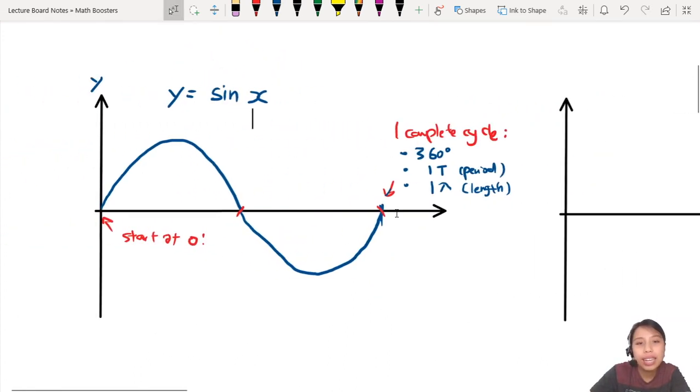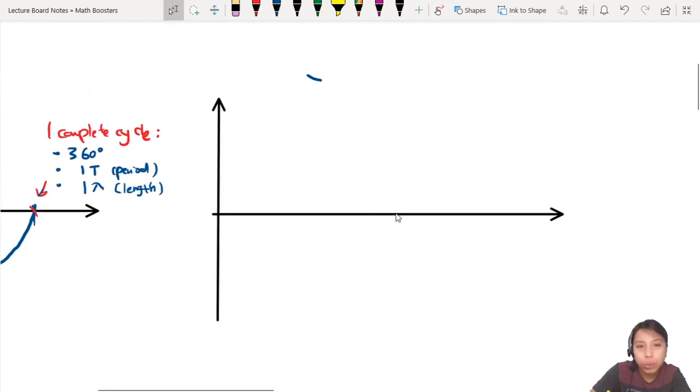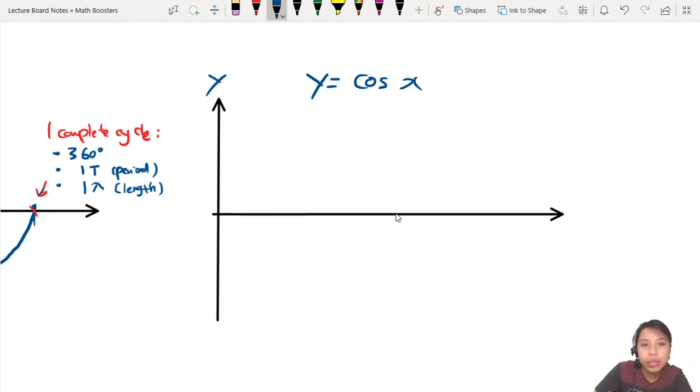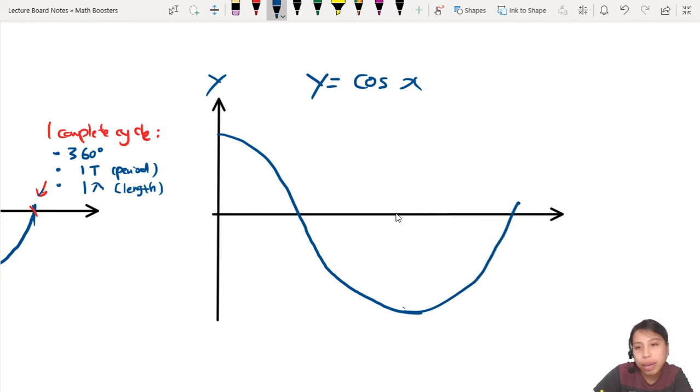The other one, the cousin, is the cos graph. So if you want to draw y equals cosine of x, the basic shape is a little bit different already. You're going to start off from here now, and then go down, and then go back up. So the pattern is you start high up, you go down first, and then come up.